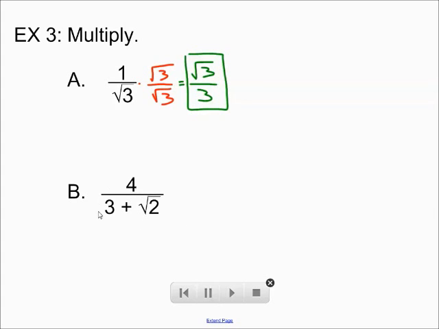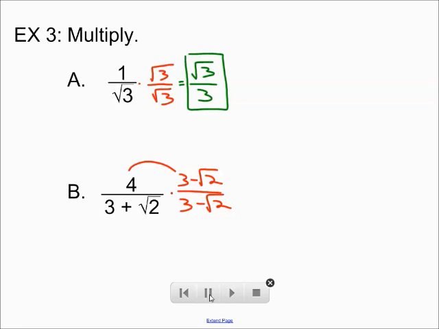We've got the same issue here on part B. We can't have radicals in the denominator of this fraction. So how are we going to get rid of that? Well, look back at part D of example 2. If we use the sum and difference pattern, we should be able to eliminate radicals. So 3 plus square root of 2 times 3 minus the square root of 2 should eliminate radicals.